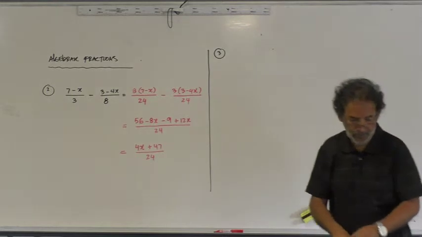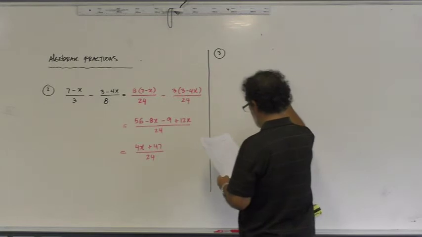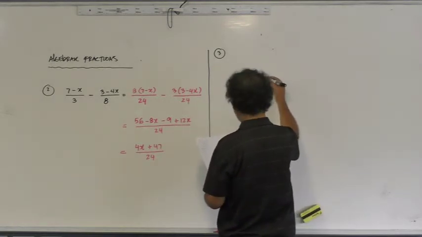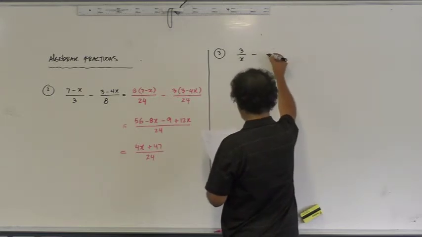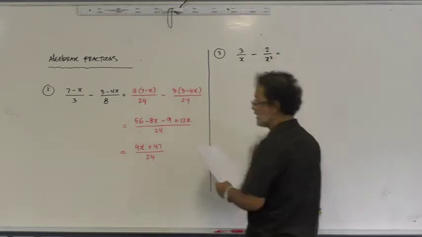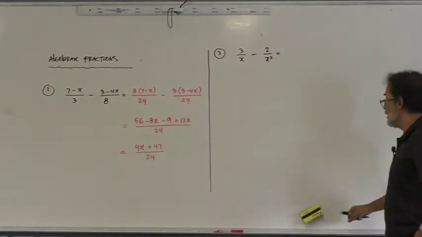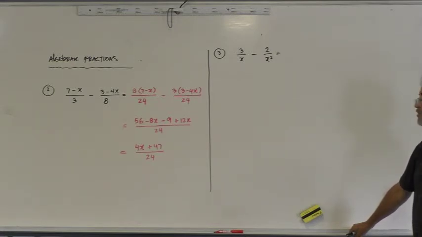Okay, question 3. Let's say that you have 3 over x minus 2 over x squared. So we are going to amplify a fraction by something. Which fraction is the one that we need to amplify? By what? X. That's correct.